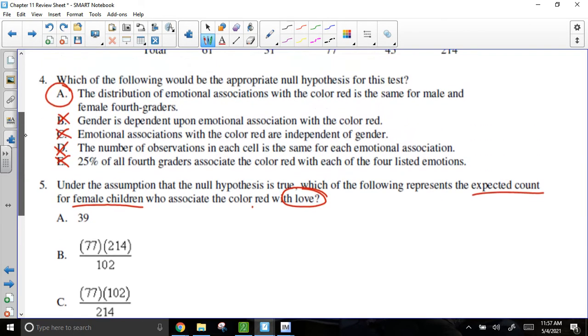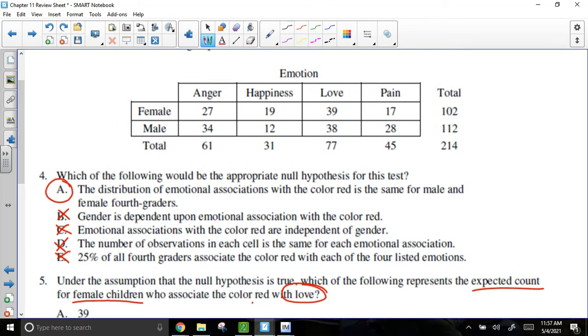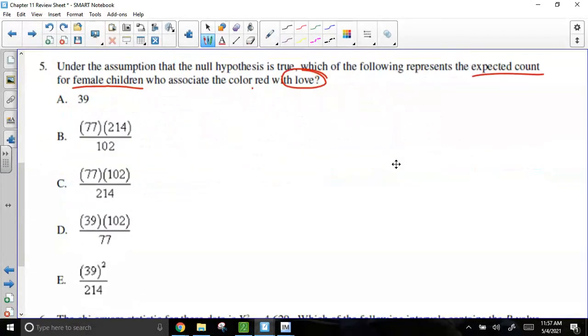So let's go back up to the table, and we're interested in females who associate red with love. In other words, this is the observed count. We have to figure out the expected count. Well, remember, to do that, you do the row total, 102, times the column total, 77, divided by the grand total, 214.